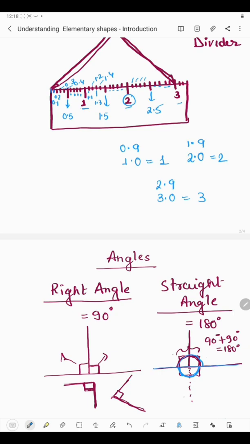Okay, so it can be this way also, it can be this way also. Since this has two right angles and it makes a straight line, these all are straight angles.